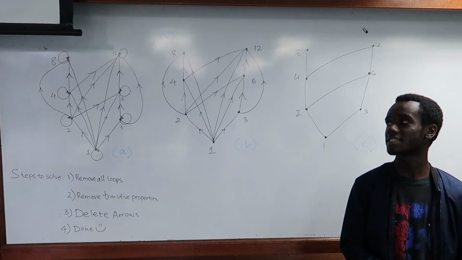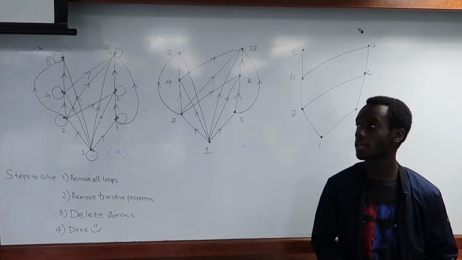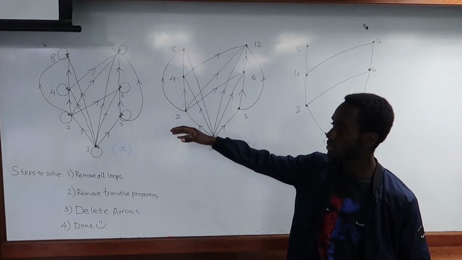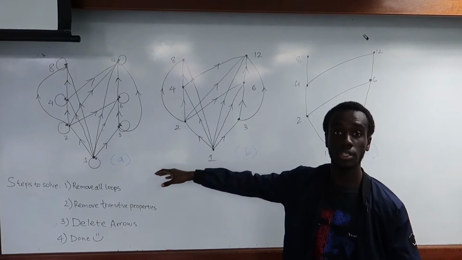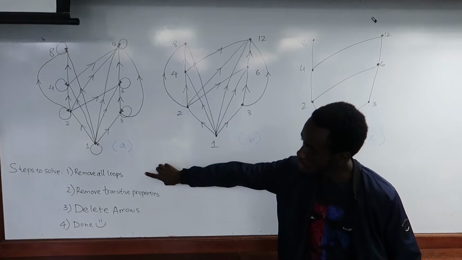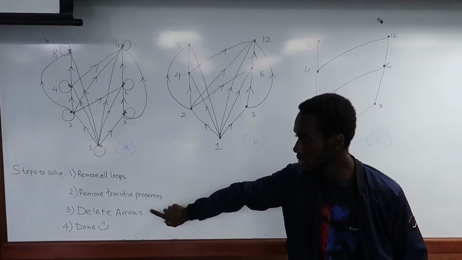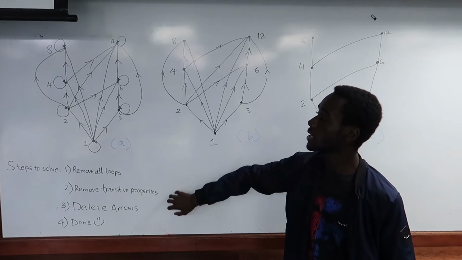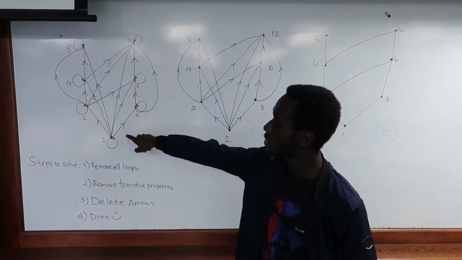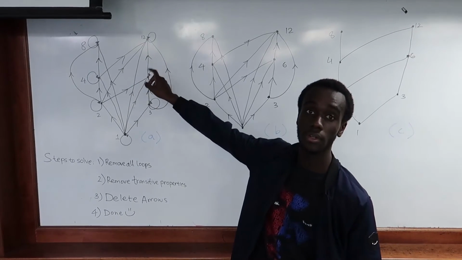After my friend has explained Hasse diagrams and what they are, I'm going to show you an example on how to solve them. To construct a Hasse diagram, there are certain steps that you need to follow. The first is you have to remove all the loops, remove the transitive properties, delete all the arrows. So as we can see here, we're given a question and we're supposed to construct a Hasse diagram for these points 1, 2, 3, 4, 6, 8, 12.